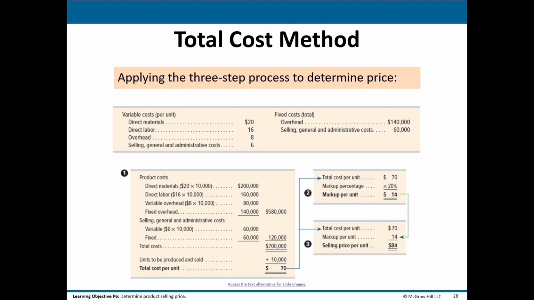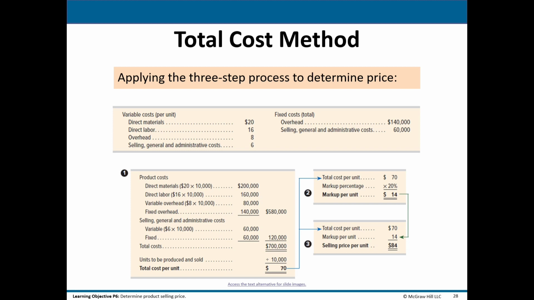So step 2, you determine your markup per unit. The total cost per unit of $70 times 20% markup percentage gives you $14. Step 3, the selling price per unit. That's your total cost per unit, that's $70, plus the $14 markup gives you $84. That's your selling price per unit.